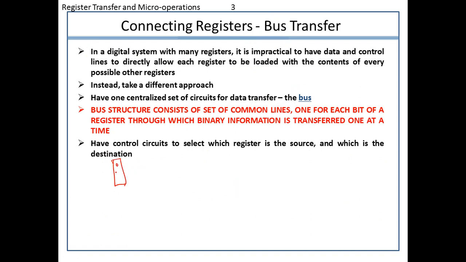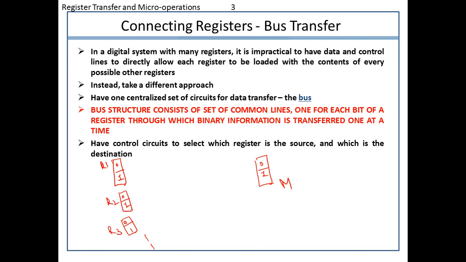Let's suppose it is a 2-bit register, and there are many 2-bit registers attached. Let's suppose these are R1, R2, and R3; there could be n number of registers. So what is the benefit of having a bus system? Let's suppose R1 has to transfer its data to register number m.